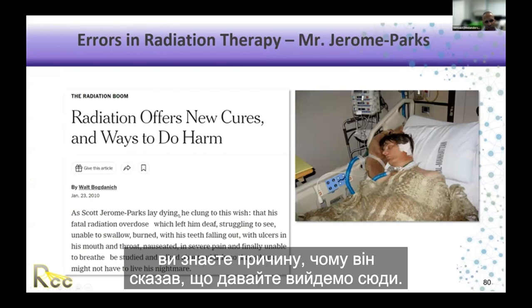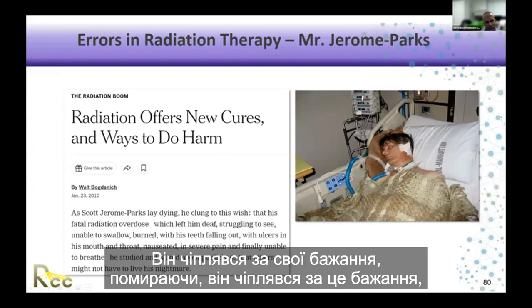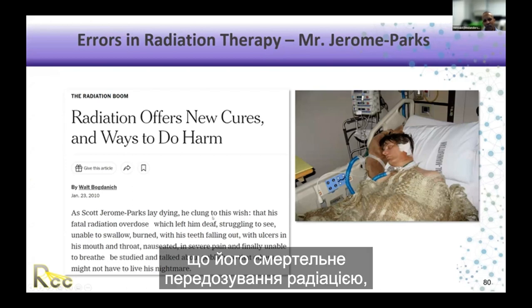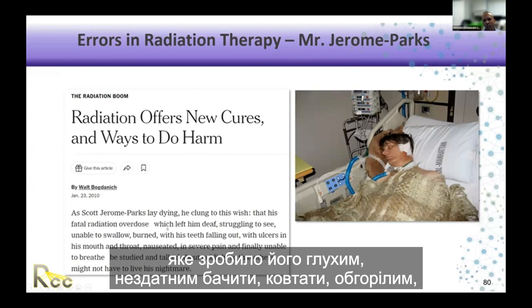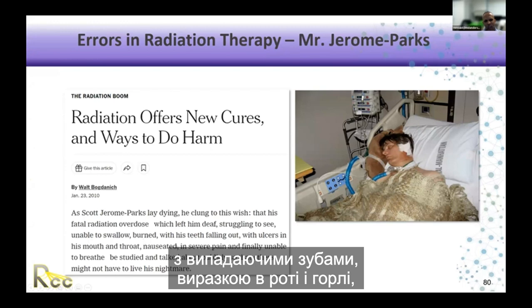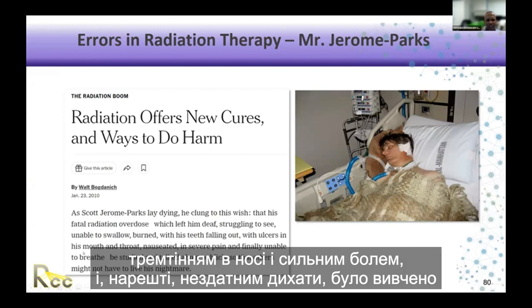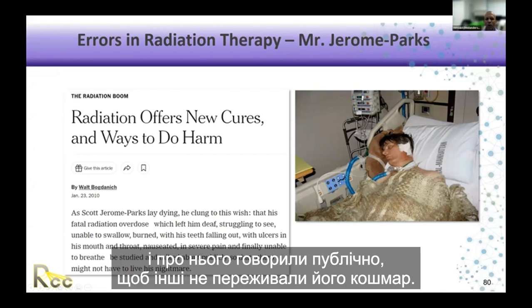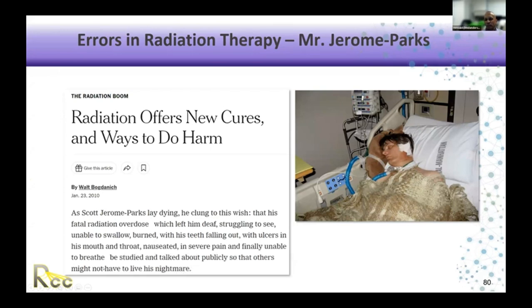All right. This is what he said, and the reason he said that. He clung to his wish, even in dying. He clung to this wish that his fatal radiation overdose, which left him deaf, struggling to see, unable to swallow, burned, with his teeth torn out, with ulcers in his mouth and throat, nauseated, in severe pain, and finally unable to breathe, be studied and talked about publicly so that others might not have to live his nightmare.